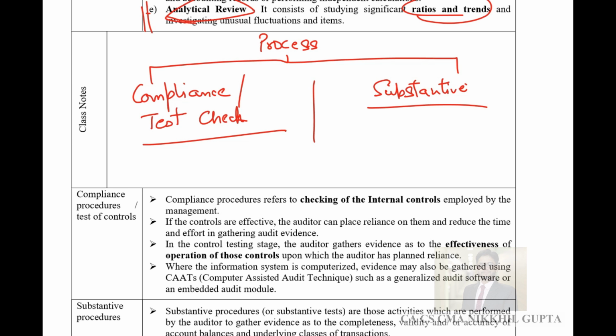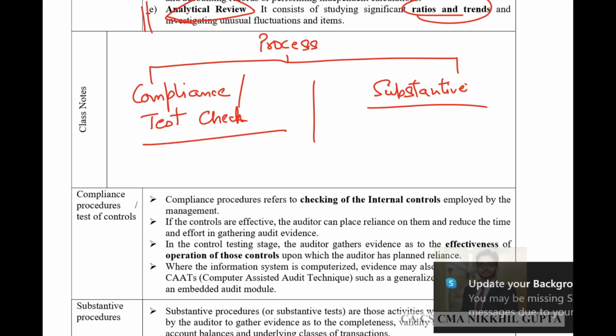Now guys, process number 1 which was followed is known as compliance procedure or test checking, where we do not see or audit the entire transaction. We just look at the checkpoints, the important points through which the transaction goes through. We only check those points. This is known as test checking or compliance procedures. Substantive procedures are those procedures which test the organization or which test the entire transaction properly and do not leave any aspect of the transaction.